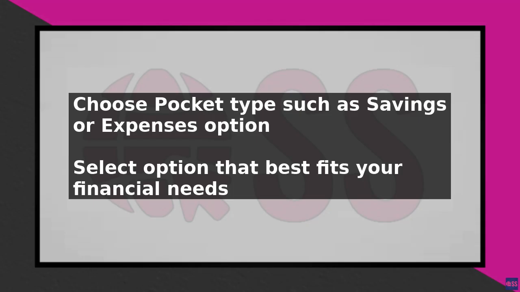Next, choose the type of pocket you want to create. You can choose from a range of options, including savings, expenses, and budgeting. Select the option that best fits your needs. For example, if you want to save for a vacation, you might choose the savings option.